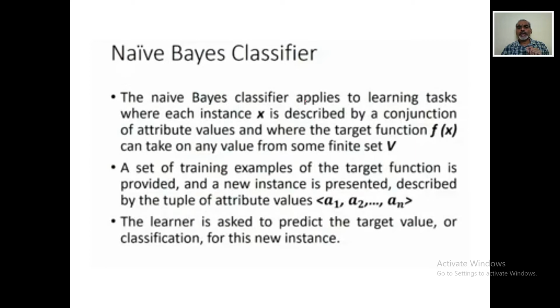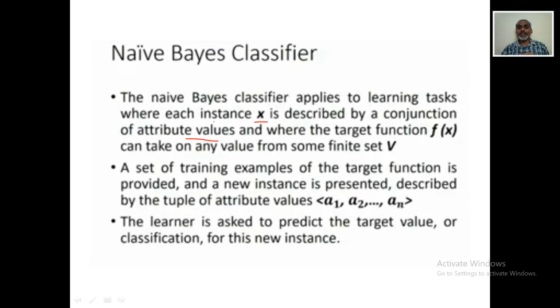The naive Bayes classifier applies to a learning task where each instance X is described by a conjunction of attribute values. We consider an instance X of our training example, and every instance X has certain attributes and is described by a conjunction of attribute values. Like in our previous model, we took one of the general examples in machine learning, whether a particular person can play tennis or not. Depending on certain attributes, we had outlook, temperature, sky. So we had certain attributes, and based on them, whether he can play tennis or not, right?